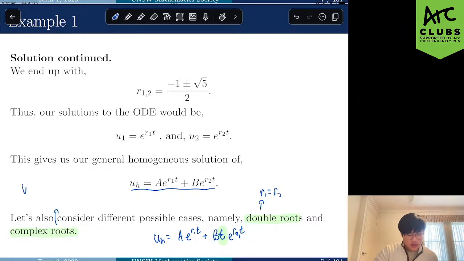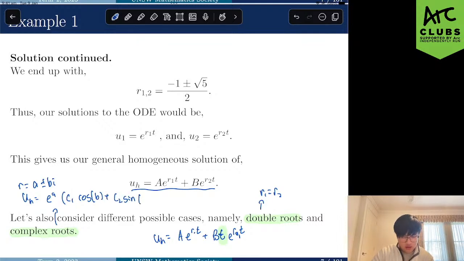For complex roots, if we have the root equal to a plus or minus bi, then the solution would look something along the lines of e to the a t times c1 cosine bt plus c2 sine bt. And that would be the solution for the homogeneous equation. This is stuff that you can just quote. They do go into a bit more detail about how exactly they get these in the lecture slides or in first year courses, so you can have a look at that if there's any confusion.